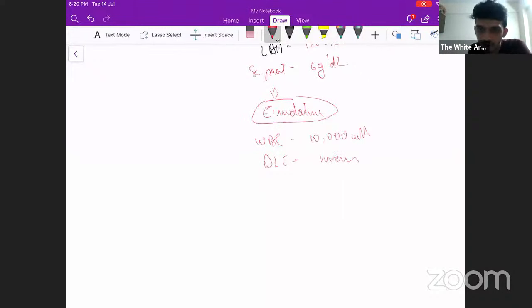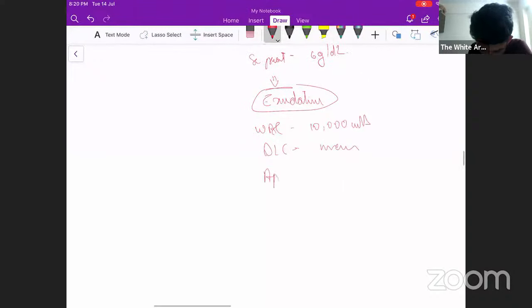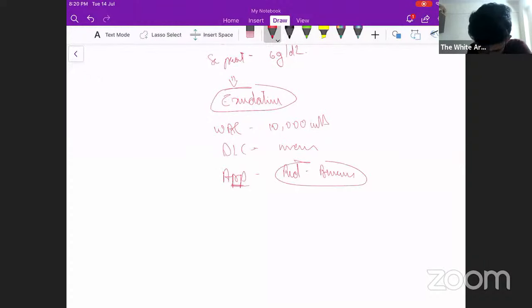Okay, very good. Spurti, you asked for appearance. You guys should have asked for it in the starting only. Appearance, it was a reddish to brownish colored fluid. Some amount of RBCs were also noted.